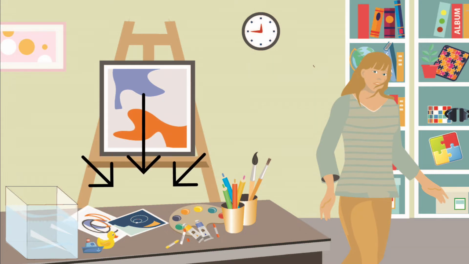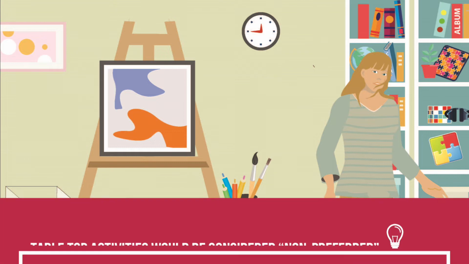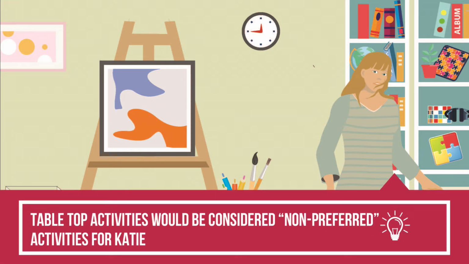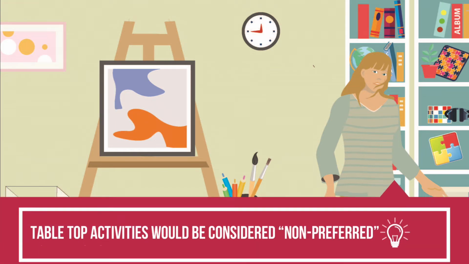There's multiple different types of tabletop activities laid out. Katie approaches and looks at the activities and walks away without engaging. From this interaction, we can conclude that at this time, tabletop activities would be considered non-preferred activities for Katie.